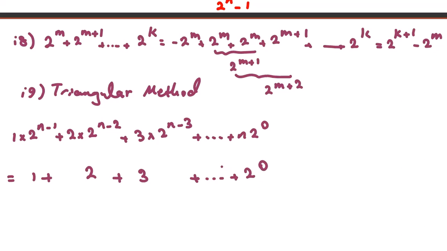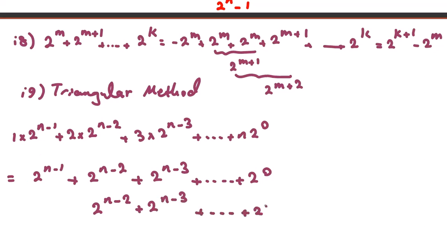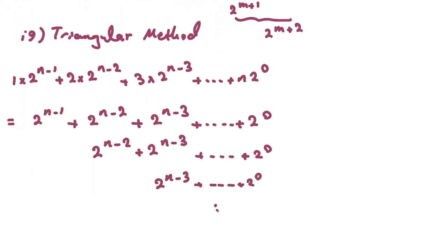Or let me do something else. No. Let's write like this: 2 to the n minus 1 plus 2 to the n minus 2 plus 2 to the n minus 3 plus ... plus 2 to the 0. Next part, we write 2 to the n minus 2. Now we have 2 times 2 to the n minus 1. Now, for the next line, we start from 2 to the n minus 2 down to 2 to the 0. Then from here, we write 2 to the n minus 3 down to 2 to the 0, up to, for example, 2 to the 1 plus 2 to the 0, 2 to the 0.